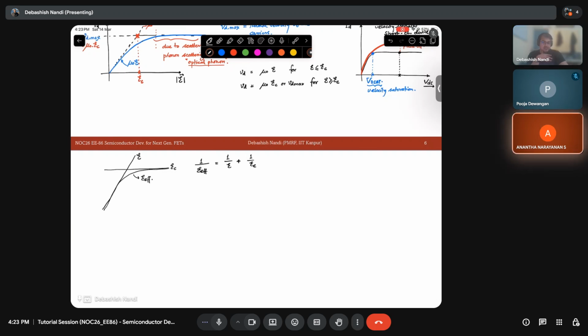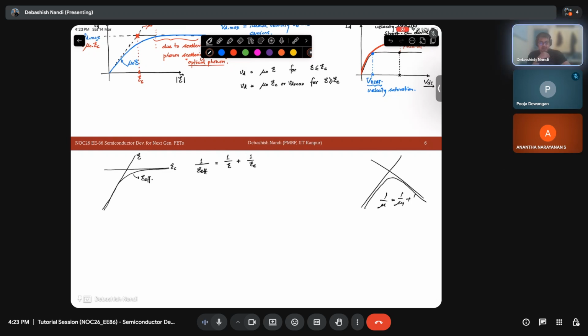Yes, sir. So we have already seen this in the case of resistances and in the case of mobility. You remember, right? In case of mobility, we just had 1 by mu equal to 1 by mu 1 plus 1 by mu 2. Let's say this is mu 1, this is mu 2. So the lower one will dominate, right? The same model we can use here as well.